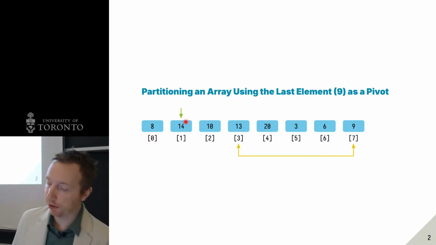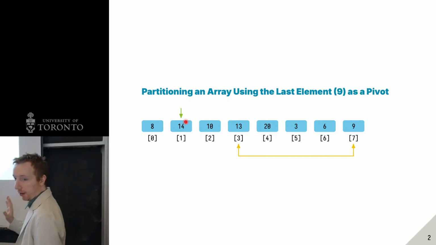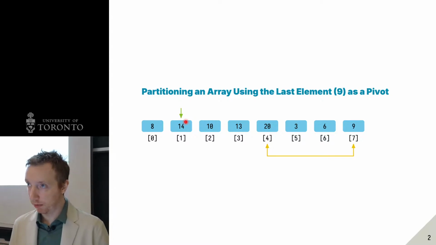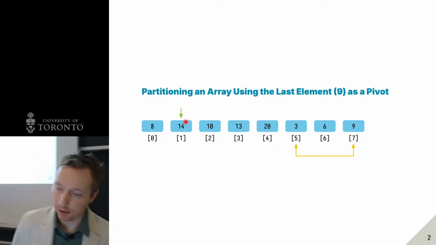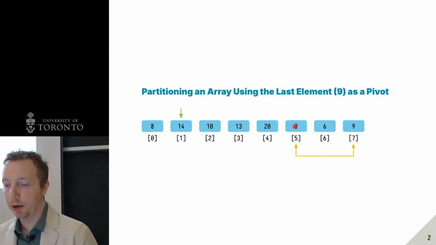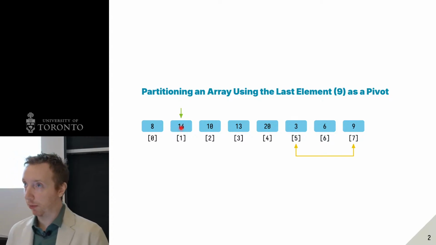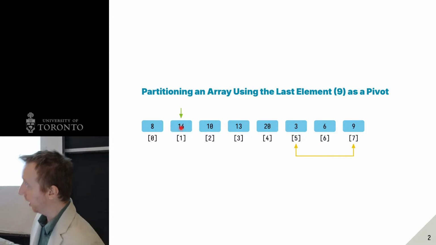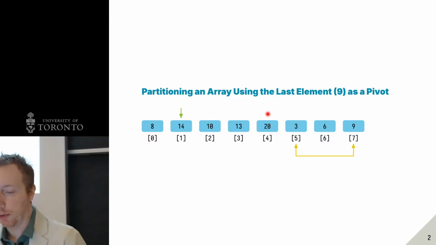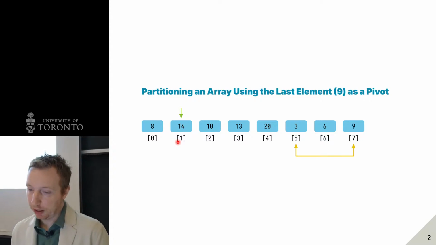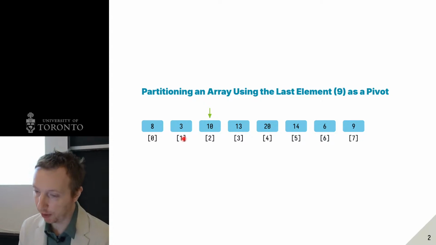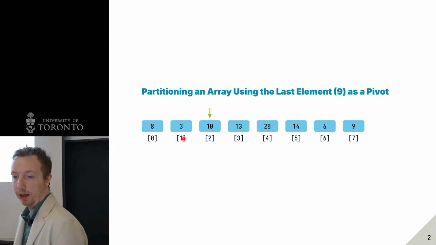So I'd look at 13. It's greater than my pivot, so I don't have to do anything. Next, I look at 20, greater than my pivot, don't have to do anything. Now I look at 3, it's less than my pivot, so I'm going to want to swap the element 3 with whatever is at the green arrow, which is larger than me. Again, we want to keep track of where I should place this element 9. So I need to swap 3 and 14 and then move up my pivot by 1. So it would look like this when I am done.